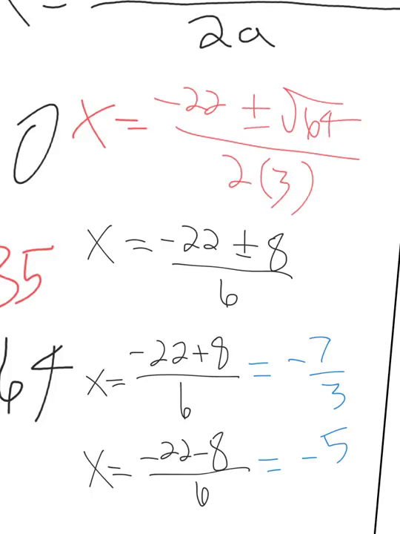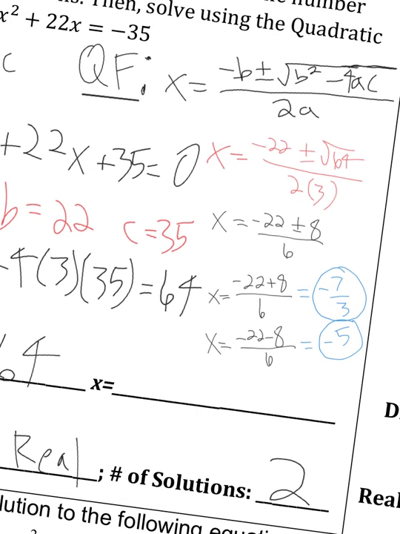Plugging both of those in, I'm going to get negative 7 over 3 for one of the answers, and then negative 5 for the other answer. So you can say x equals negative 7 over 3, and x equals negative 5. Cool.